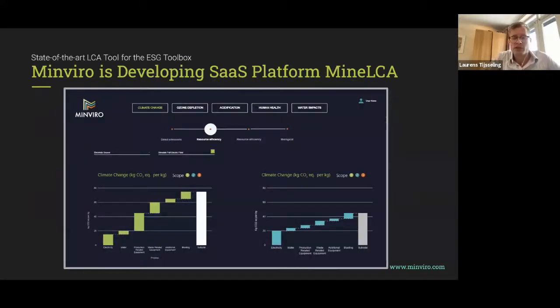And what we are currently working on, it's not finished just yet, is a state-of-the-art LCA tool that can really supplement this ESG toolbox. It's a platform called Mine LCA. What we're trying to do is make sure that basically everyone can have access to life cycle thinking in project development as early on as possible. They don't need to hire an expensive LCA consultant for that, but they can actually get these quantitative environmental metrics as early on as possible. And as it says here, in that way, you get life cycle thinking enabled for all.